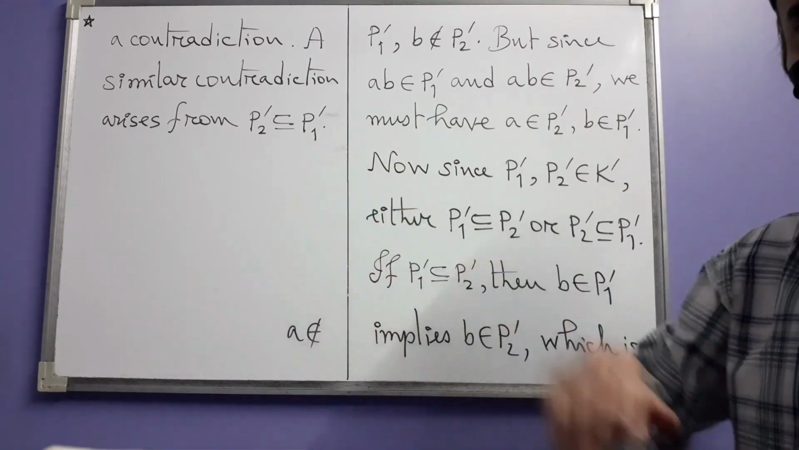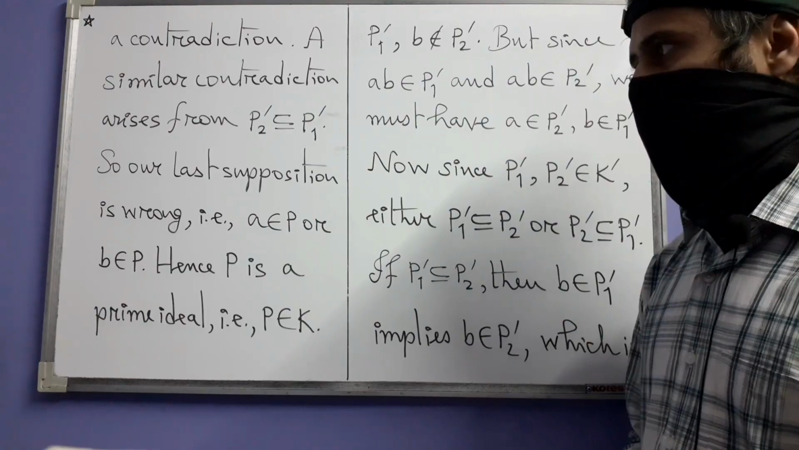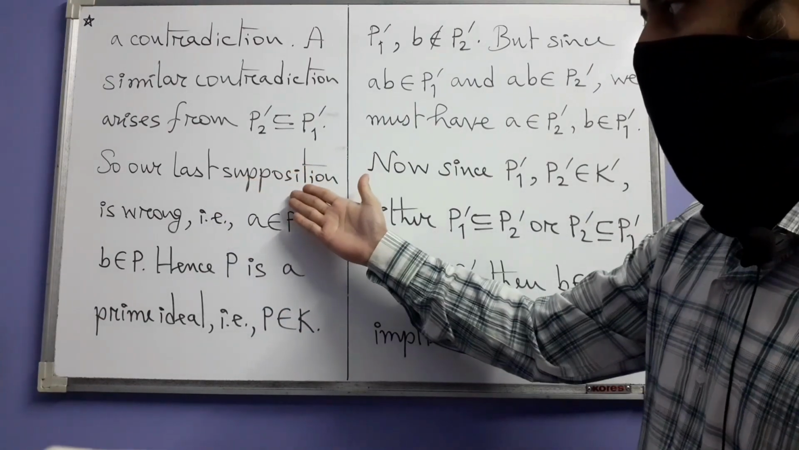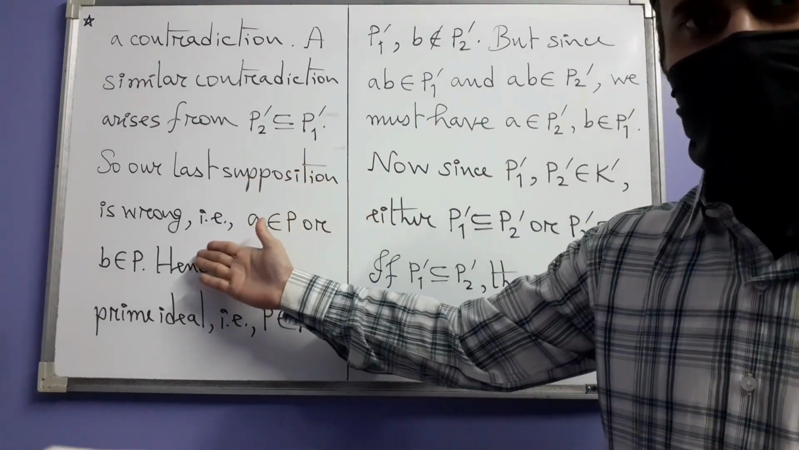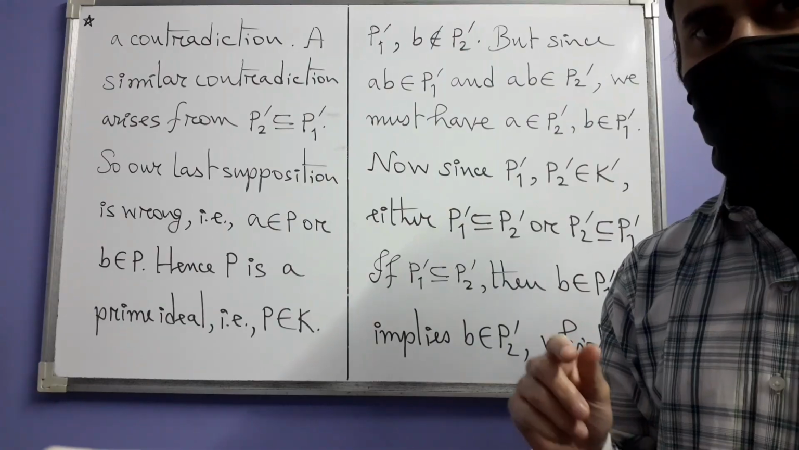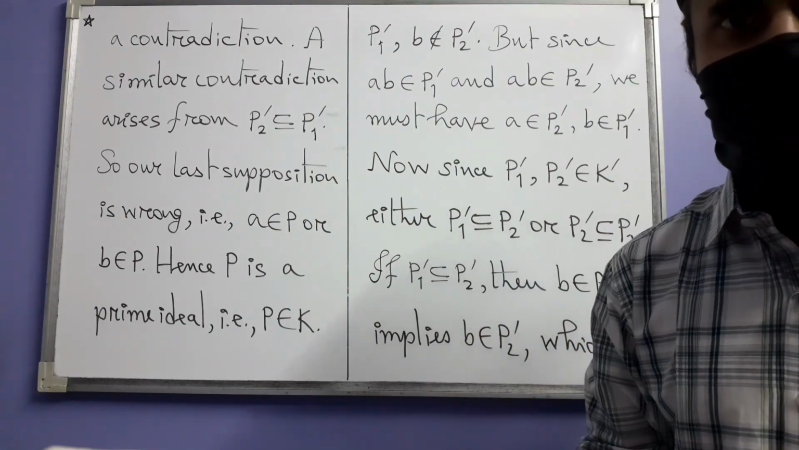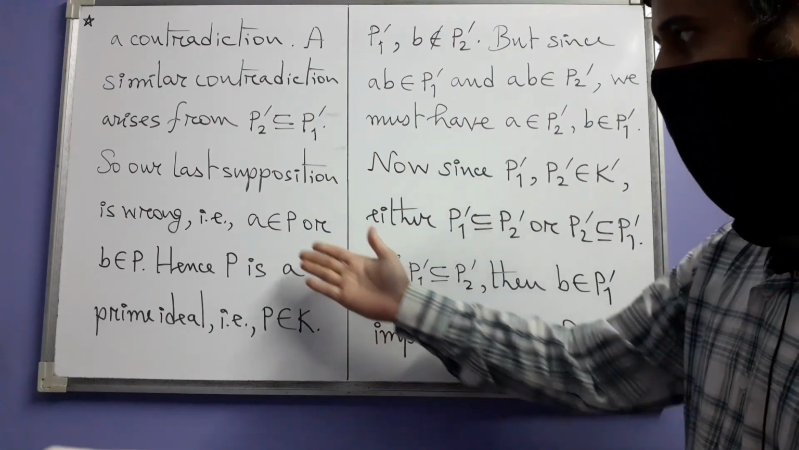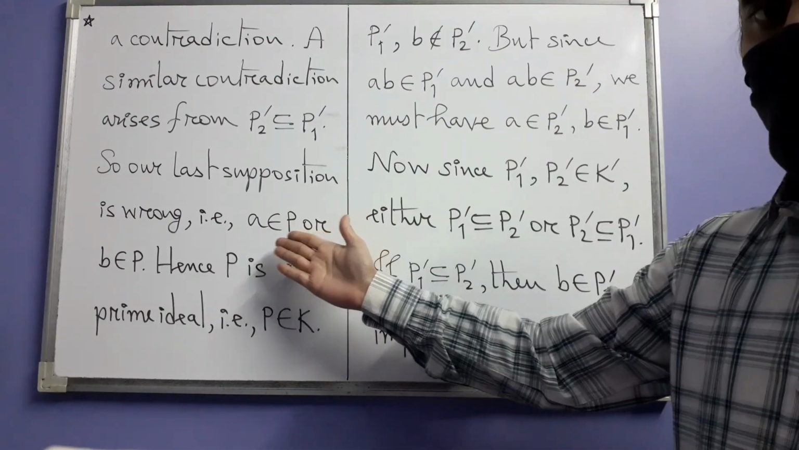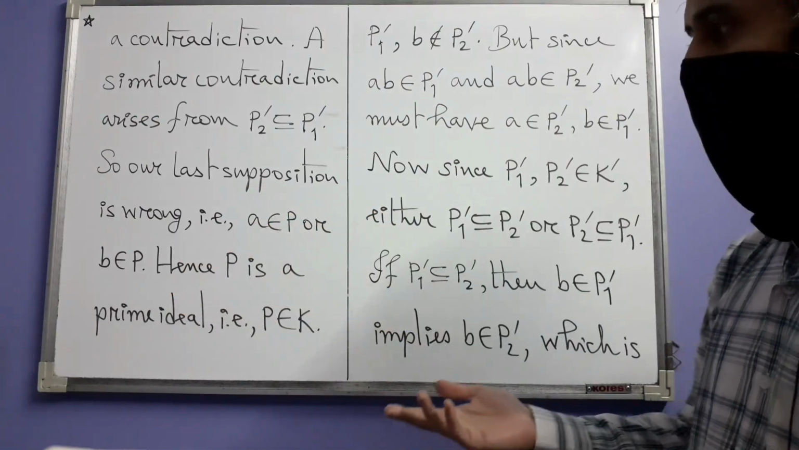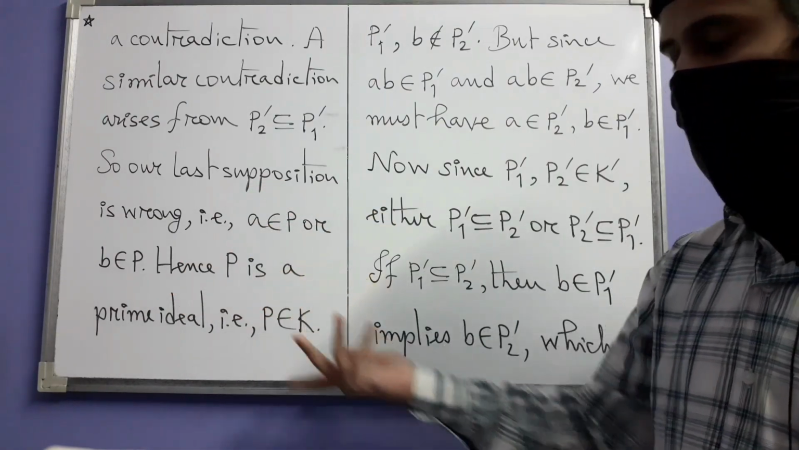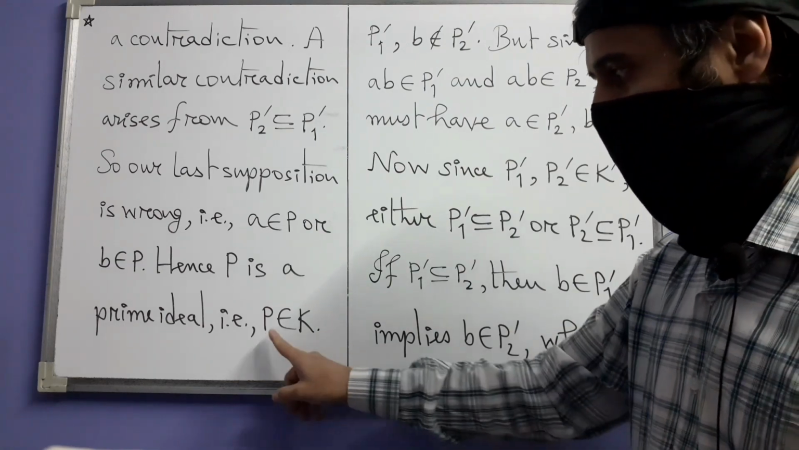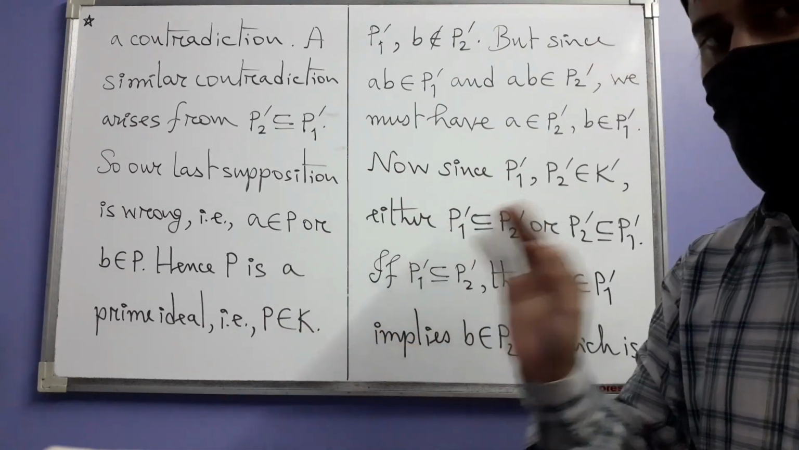Let me just write that part. So this is how we write. So our last supposition is wrong. What was our supposition? That neither A nor B belongs to P, which is thus wrong. That means A is in P or B is in P or both. But that just makes P a prime ideal, i.e. P is now finally an element of K.